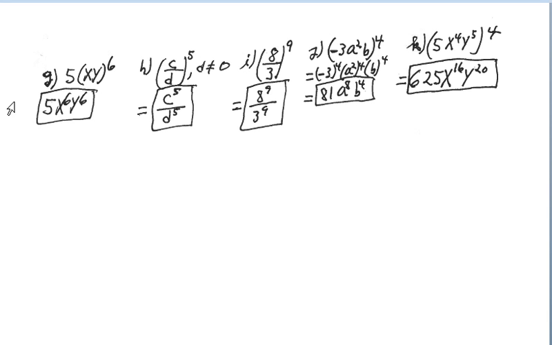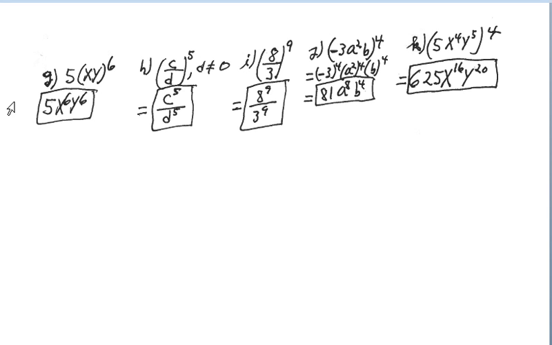H. Here we have the fraction c over d that's raised to the fifth power, where d does not equal 0. In this particular case, we raise the numerator and the denominator to that exponent power. That means we get c to the fifth power over d to the fifth power. I. (8 over 3) to the ninth power. Here we simply raise each of these numbers to the ninth power. So the answer is 8 to the ninth power over 3 to the ninth power.